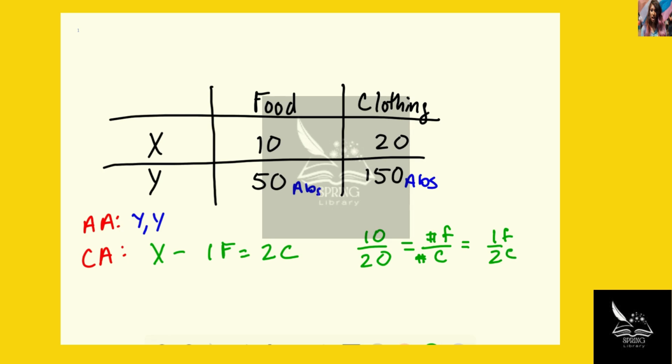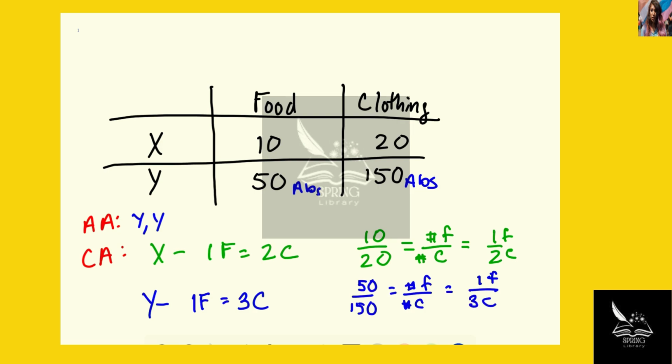With country Y, it takes one food item to produce 3 clothing items. We get this by dividing 50 by 150, which is the amount of food over the amount of clothing, equal to 1 food over 3 clothing. Now, we just have to compare the opportunity cost and see who has a lesser opportunity cost.